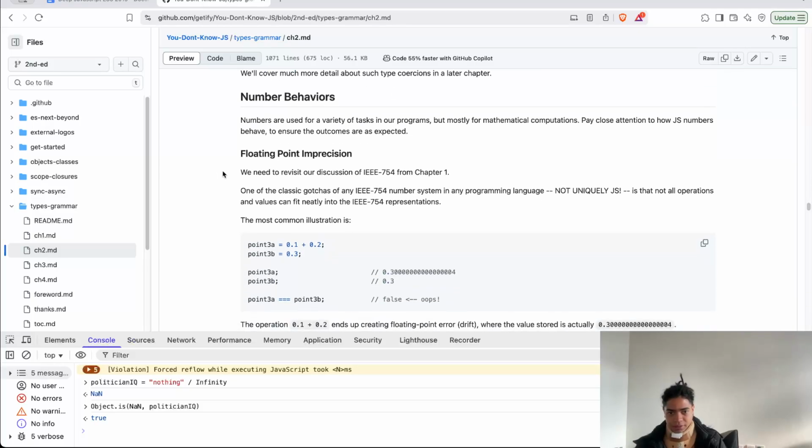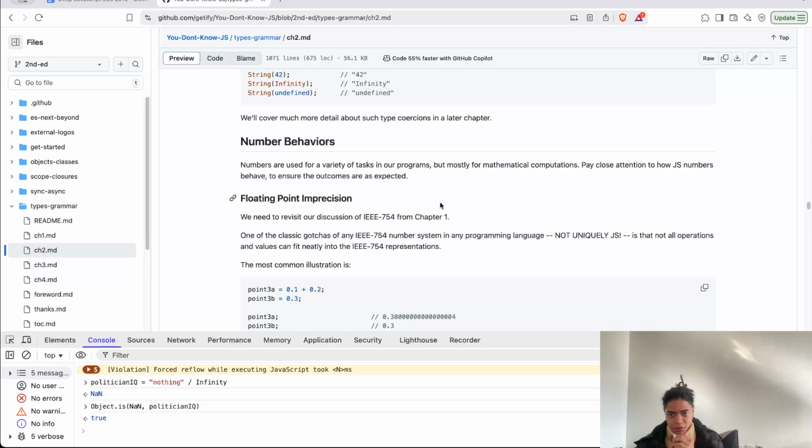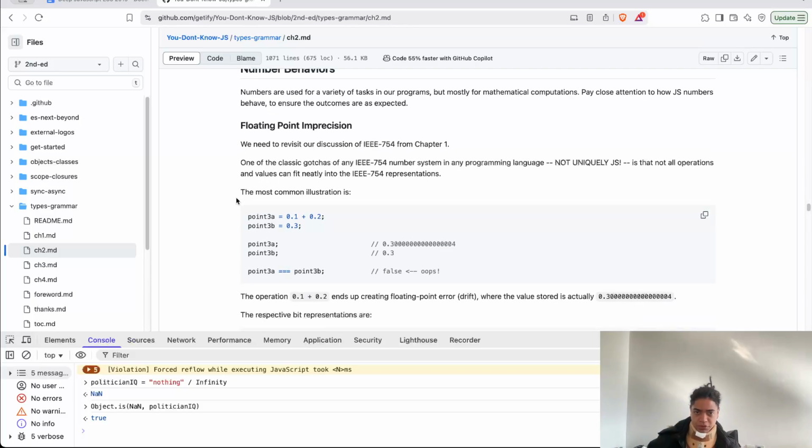All right, floating point imprecision, which is something that we are already quite familiar with. This is not unique to JavaScript. Numbers are used for a variety of tasks in our programs, but mostly for mathematical computation. Pay close attention to how JavaScript numbers behave to ensure the outcomes are expected. This is for floating point imprecision. We need to revisit our discussion about this.